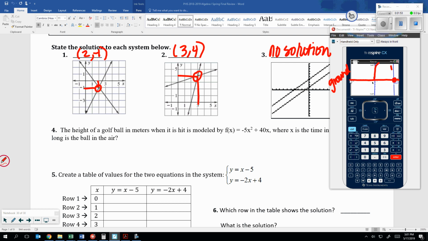So we're trying to find our 0. With that, we can go to Control T for our table, and we can move down to where our y value is back to 0, which is at x equals 8. So that's showing us that it's in the air for 8 seconds.